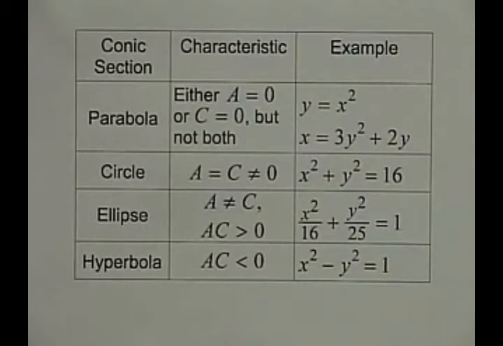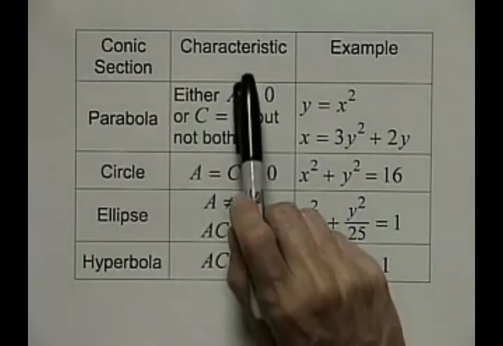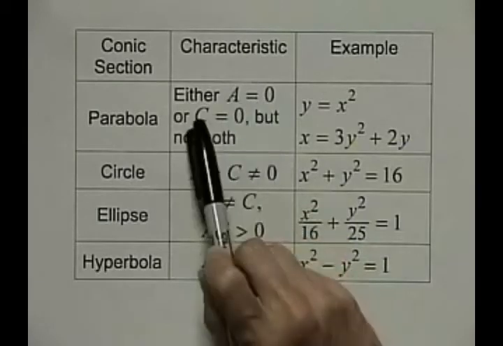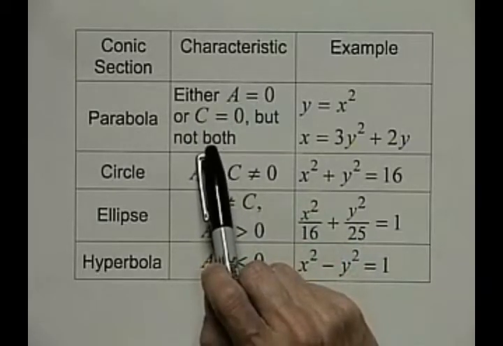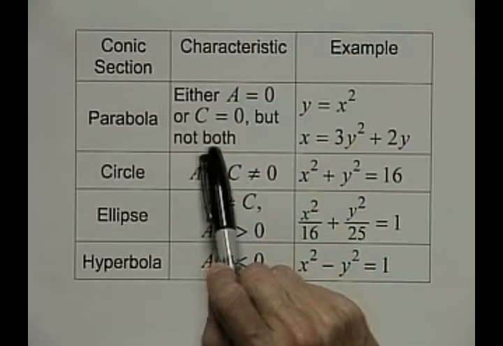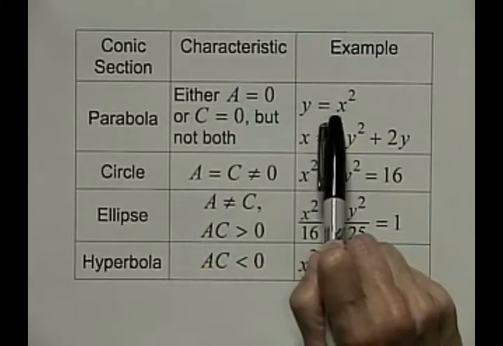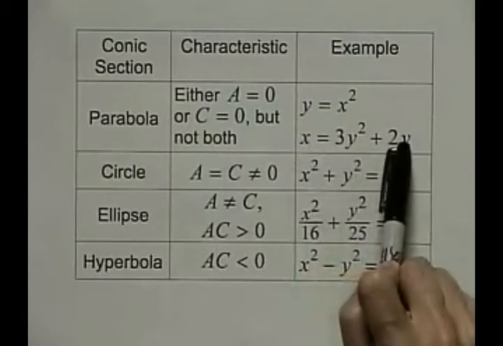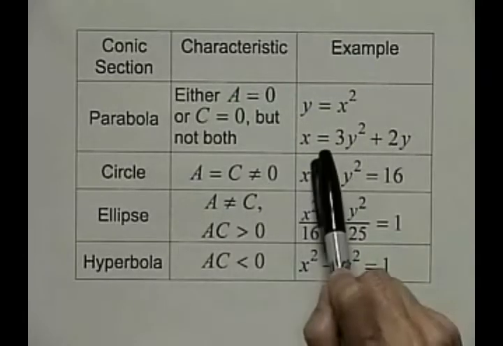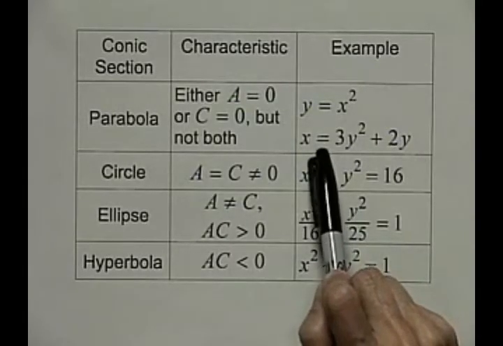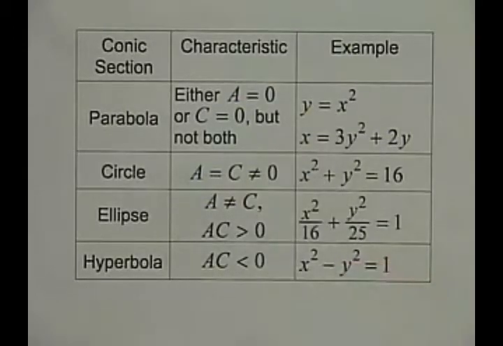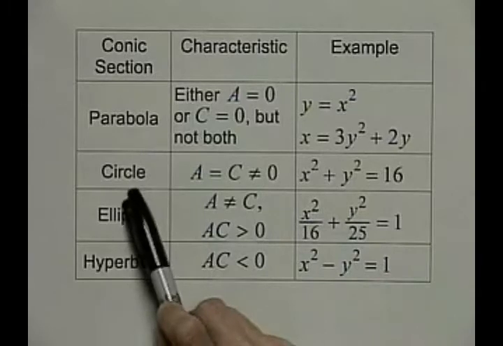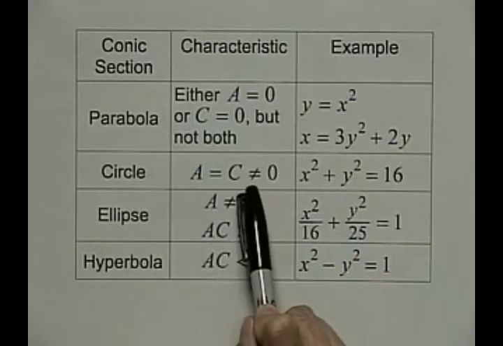The conic section parabola has as its characteristic either a is 0 or c is 0 in the general form you saw a minute ago, but not both. Examples might be things like y equals x squared or x equals 3y squared plus 2y. The important thing about a parabola, though, is when identifying it from an equation, only one of the variables is squared.